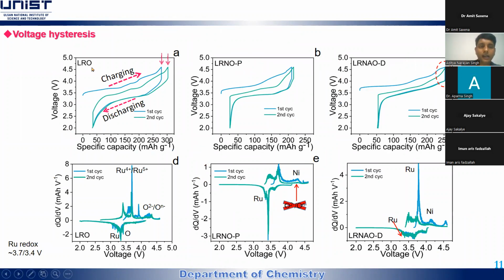As I mentioned earlier, the voltage hysteresis. One could see that LRO has a higher gap between charge and discharge, like first cycle charge and second cycle discharge. So there is a gap. But when we dope with nickel, we could see that this gap is getting lower and lower. But in our case, when we doped with nickel and aluminum, they superimpose. So one could easily identify the voltage hysteresis gap is reduced to a larger extent, so that now first cycle charge and second cycle charge, they superimpose completely.